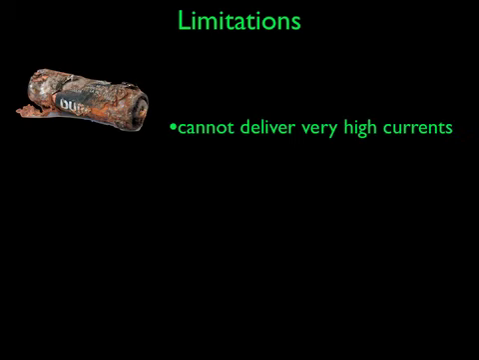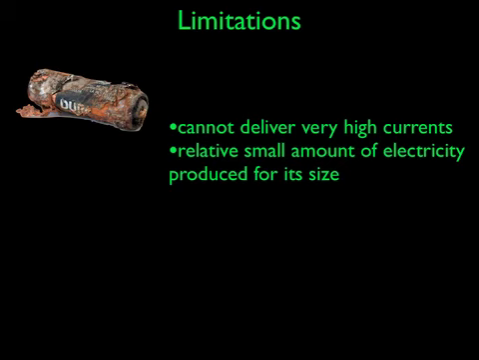What are the limitations of the cell? Well, firstly, it can't deliver very high currents. It produces 1.5 volts, but the magnitude of the power that it produces is not particularly high. Secondly, there's a relatively small amount of electricity that's able to be produced for the size of the cell.